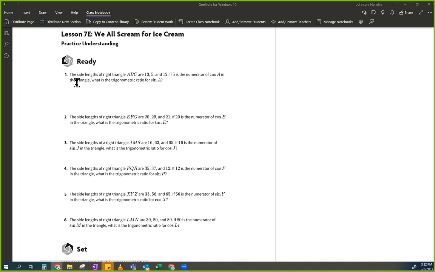Okay, so number one says the side lengths of right triangle ABC are 13, 5, and 12. If 5 is the numerator of cosine of A in the triangle, what is the trig ratio for the sine of A? And you're like, what? And you're like, why, Miss Johnson?